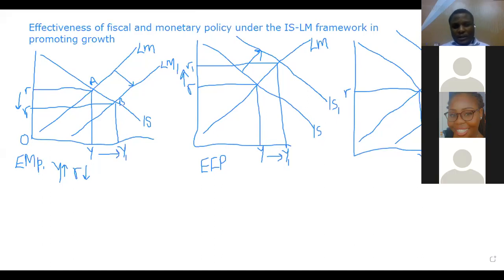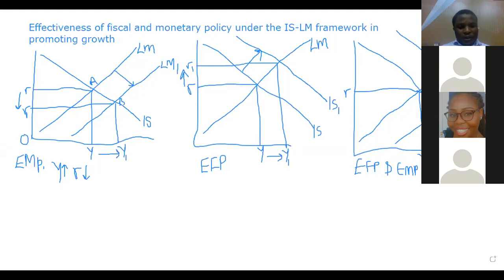So we consider IS1, LM1. This is a new point we have here, and this point we have here is Y1. And then you see that R remains unchanged. So what can we say here? This is for expansionary fiscal policy and expansionary monetary policy.